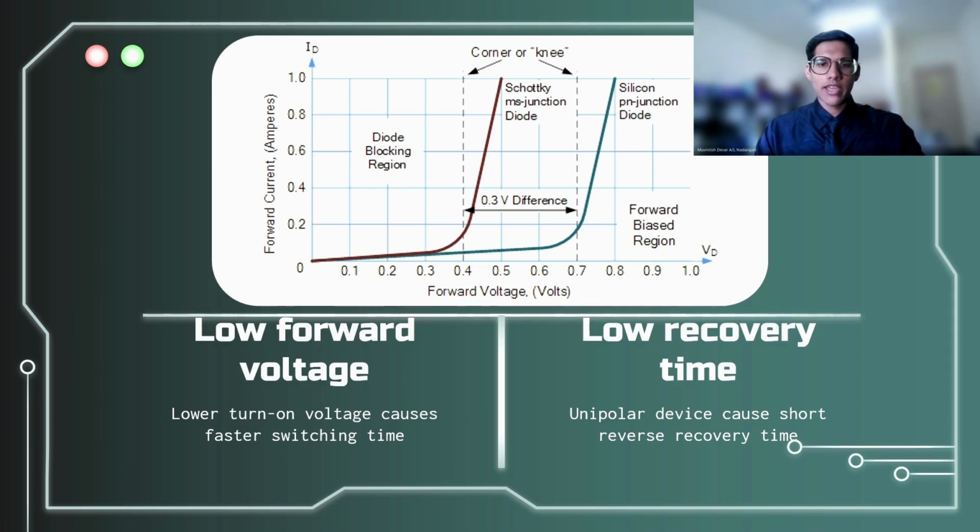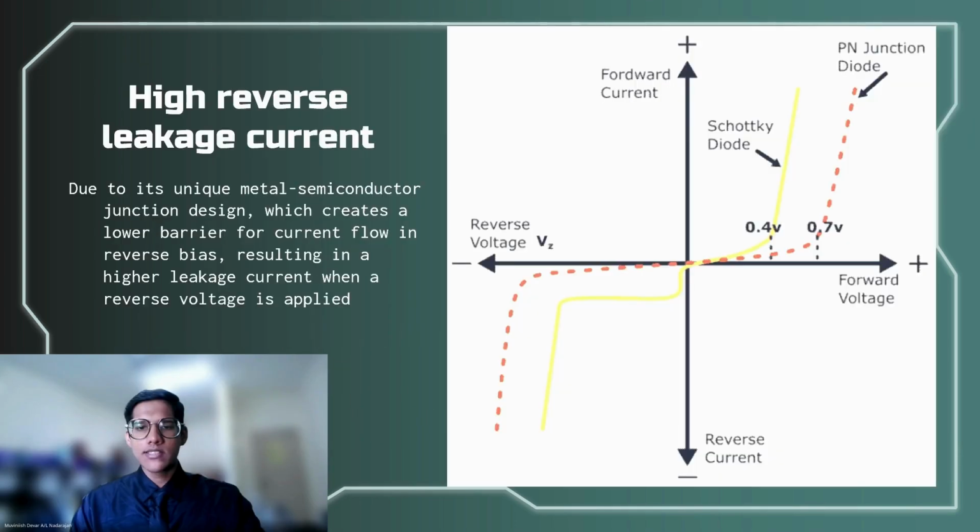These diodes also have a lower recovery time because Schottky diodes are a unipolar device, which causes short reverse recovery time. The only disadvantage of the Schottky diode is high reverse leakage current. Due to its unique metal semiconductor junction design, which creates a lower barrier for current flow in reverse bias, higher leakage current results when a reverse voltage is applied.